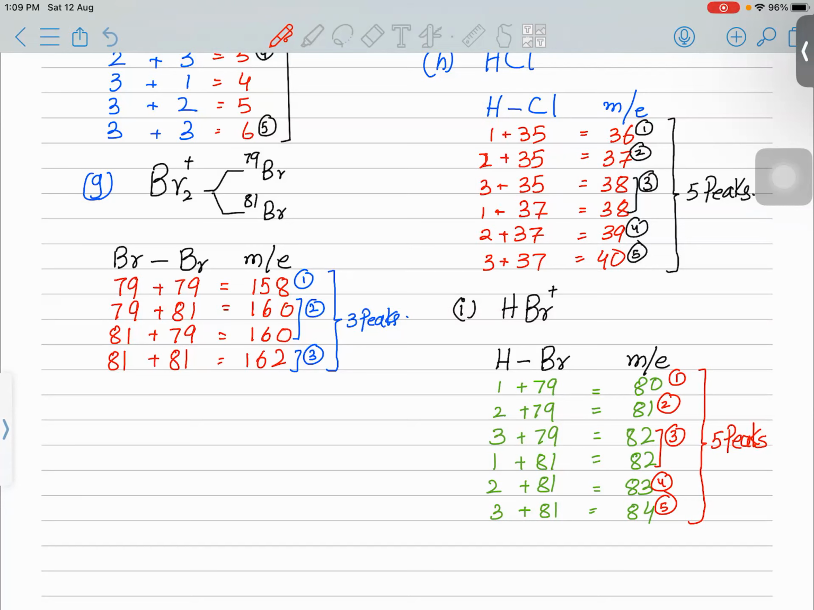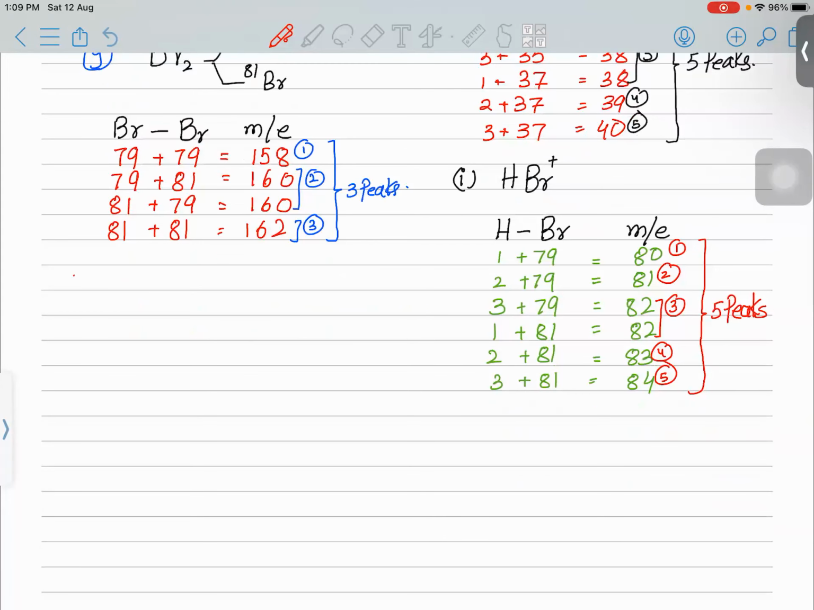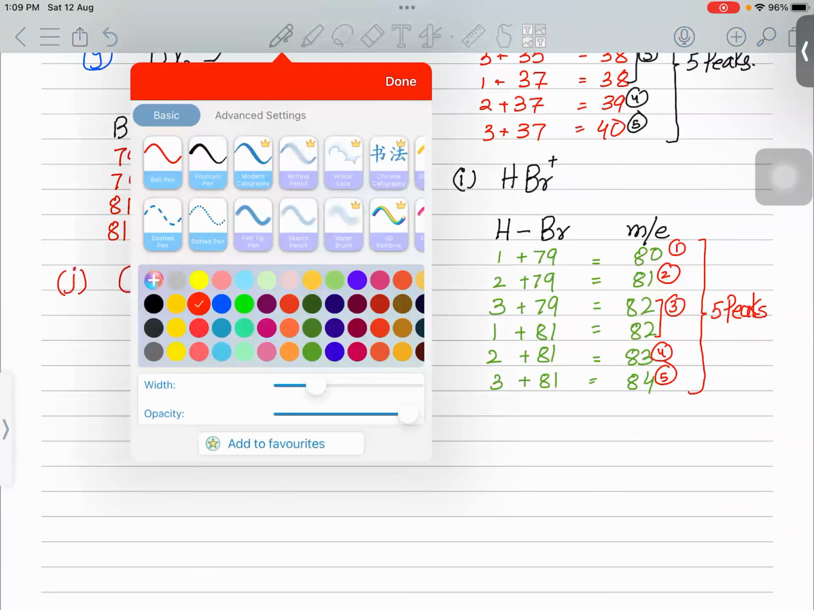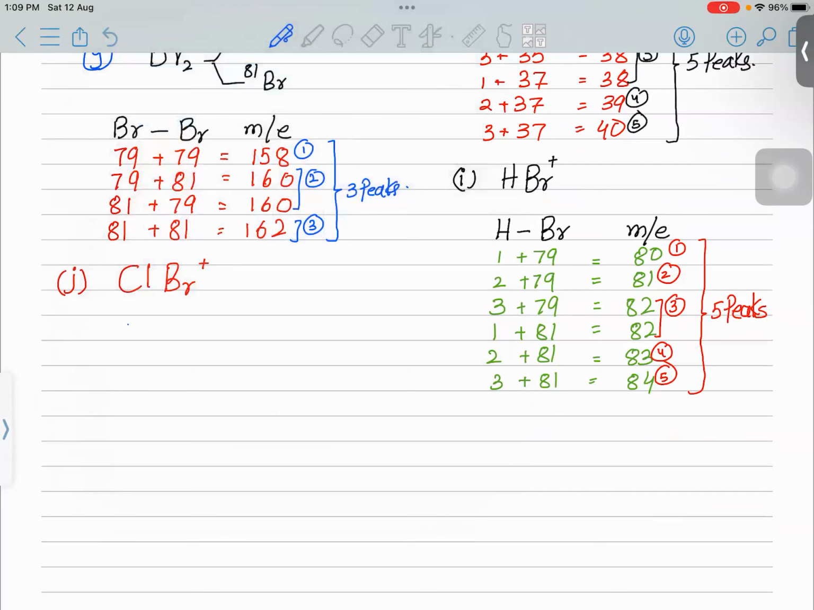Now, next. ClBr positive. Yes. Anyone? That is going to be ClBr plus.